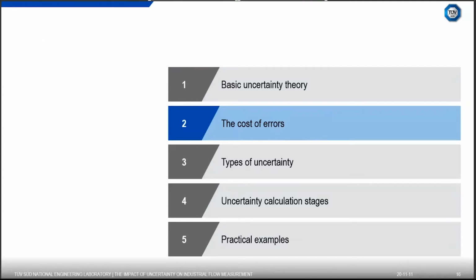So that just sums up basic terms that are commonly used in uncertainty theory. So I'll go into a bit about the cost of errors and just a couple of examples in industry where we need to know flow rates or values to a low uncertainty to ensure that we're not exposed to large costs.